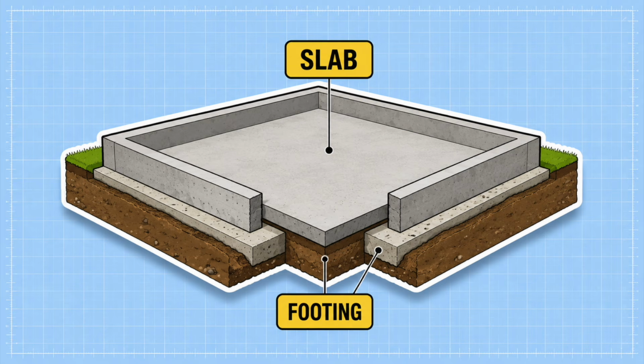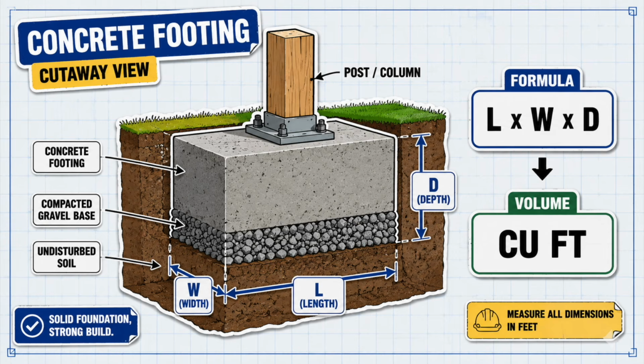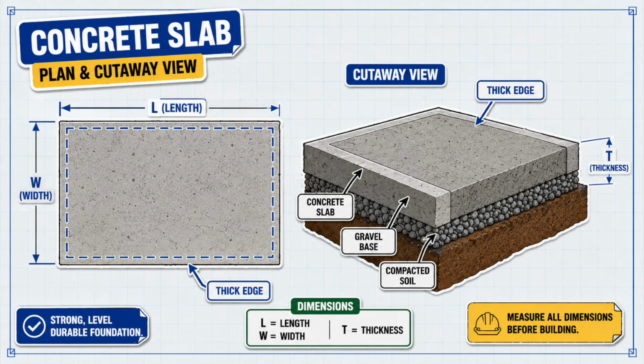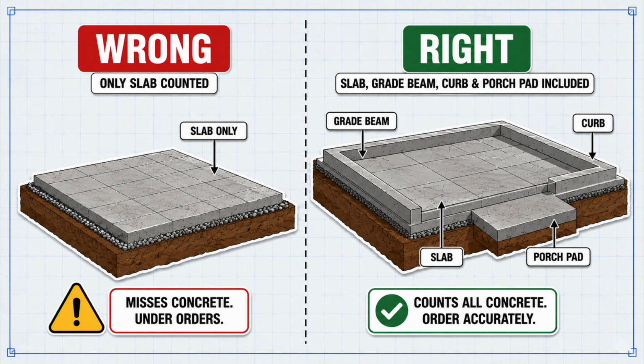Let's start with concrete, because the foundation sets the tone for the whole estimate. For footings, you measure length, width, and depth, then multiply to get volume. Then you convert cubic feet into cubic yards, because concrete is usually ordered by the yard. For a slab, take the length times width times thickness, and don't forget thickened edges if the design has them. A common mistake is pricing only the slab center and forgetting beams, curbs, or porch pads.